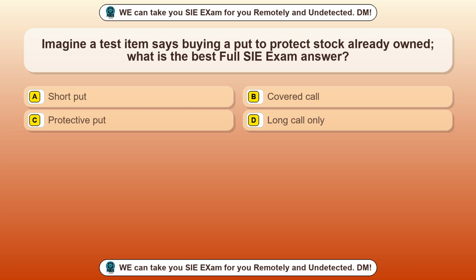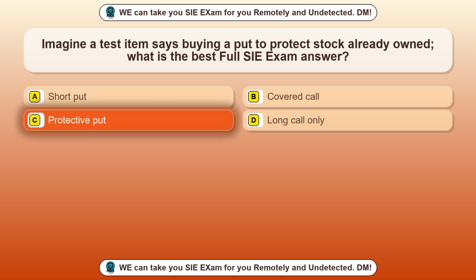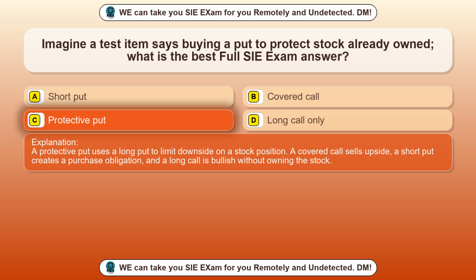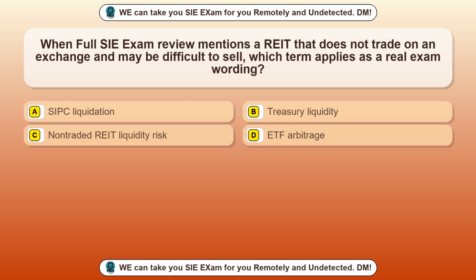Question 9. Imagine a test item says buying a put to protect stock already owned. What is the best full SIE exam answer? Option A, short put. Option B, covered call. Option C, protective put. Option D, long call only. The correct answer is Option C, protective put. A protective put uses a long put to limit downside on a stock position. A covered call sells upside, a short put creates a purchase obligation, and a long call is bullish without owning the stock.